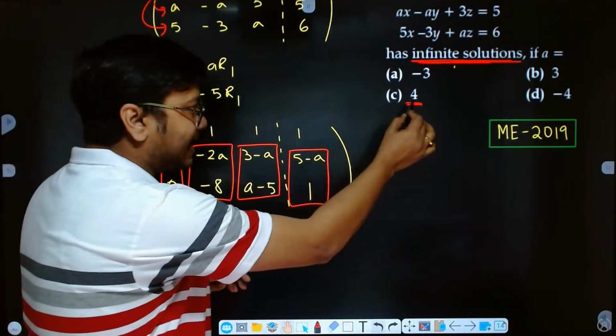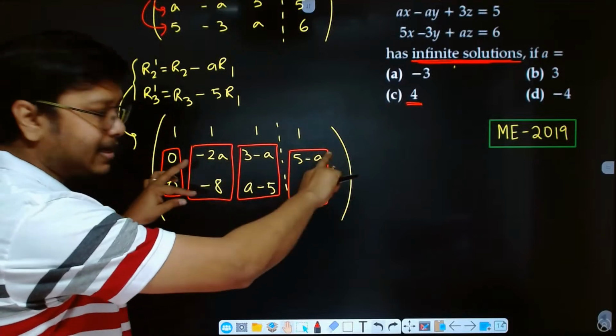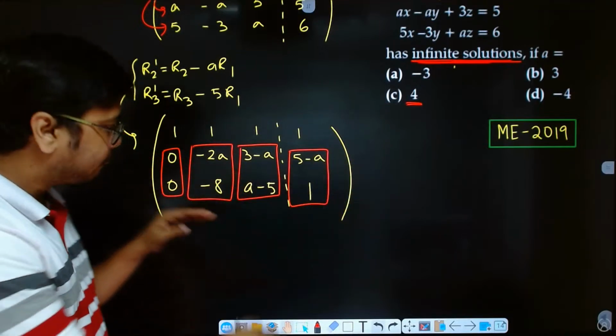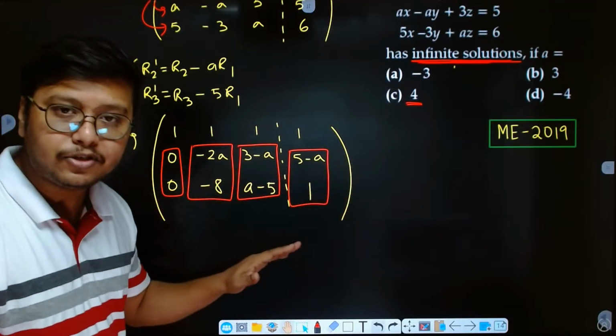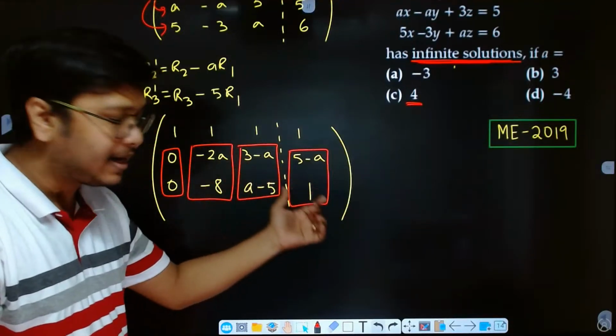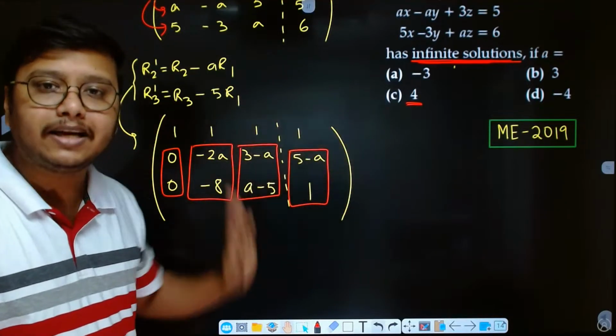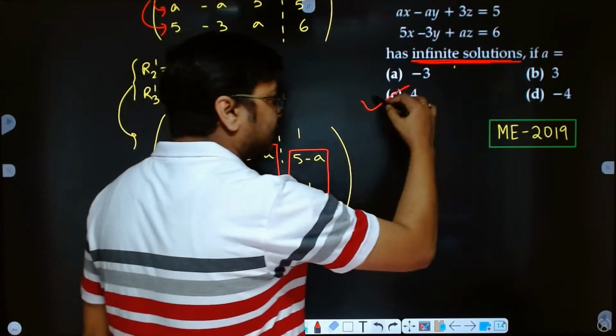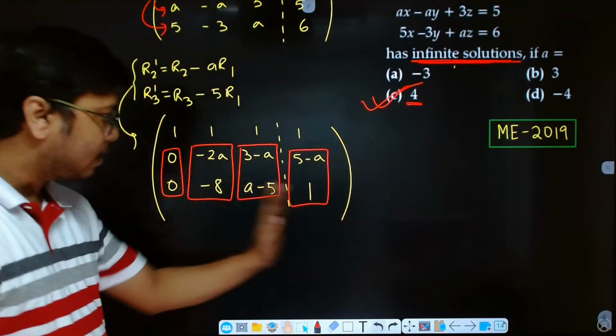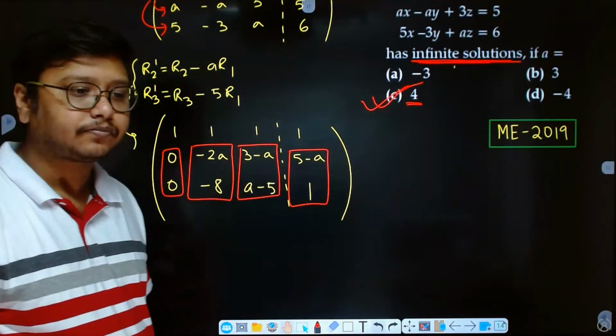So if I take A value 4, both the rows are becoming 0. That means after one line of calculation, one row will be completely 0. So the rank of the augmented part and the A part will become 2, and we will get infinite solutions. So from here we can say the value of A is 4 without doing any further calculation. Okay.